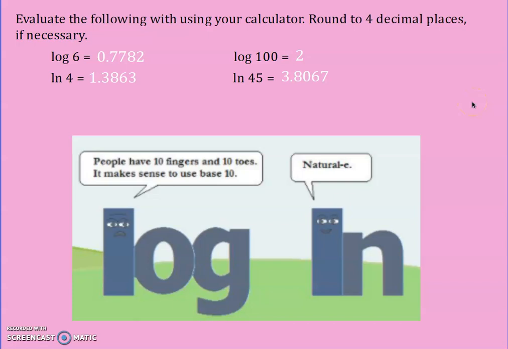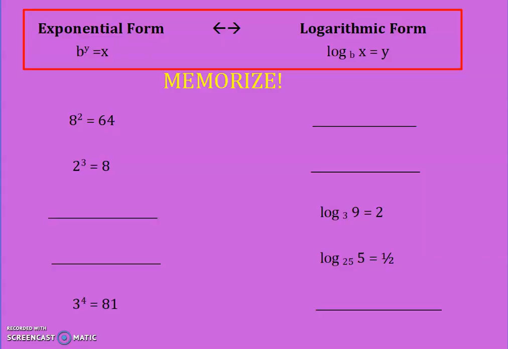All right, here's another joke for you. Ready? People have 10 fingers and 10 toes. It makes sense to use base 10. That's coming from log. And then natural log says naturally. So get it? Log is base 10. Natural log is base e. All right, little joke for you.